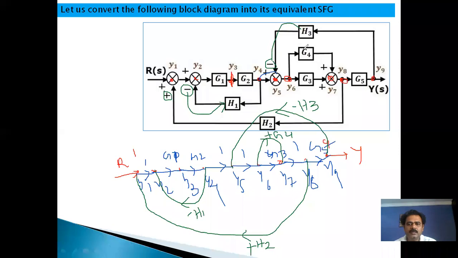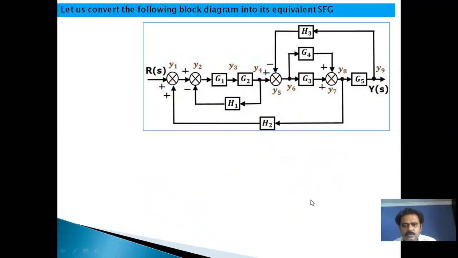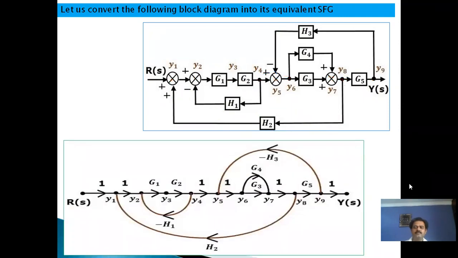We have converted the block diagram into a signal flow graph. The first step is we have to identify the junctions or nodes and fix the variables from the starting input node to the output node. Once we fix the junctions, the other thing is very simple. Draw the lines according to the arrows given in the block diagram. So that completes our signal flow graph. If we draw neatly, you will get a signal flow graph in this fashion.